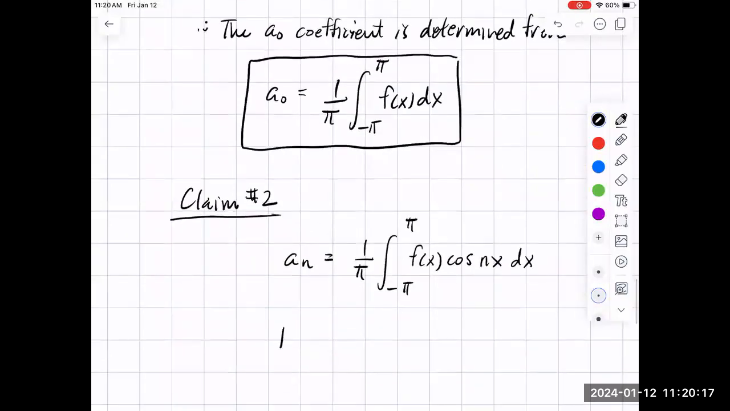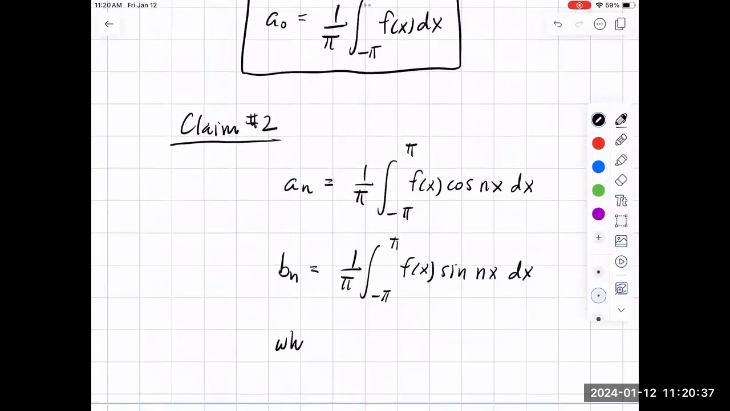And the next part of the claim is that if we wanted to find the bn coefficients, what do you think it's going to be? Sine, yeah, that's right. So where n is going to be 1, 2, 3, so on.